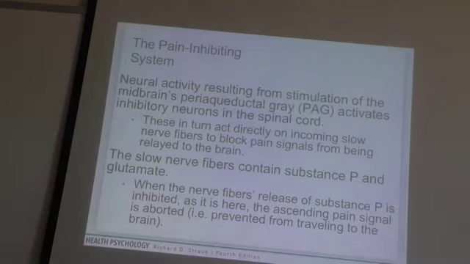The slow nerve fibers contain substance P and glutamate. When the nerve fibers' release of substance P is inhibited, as it is here, the descending pain signal is aborted, prevented from traveling to the brain, and that's what we need to do. We need to block that substance P. Well, there's a natural way to block substance P, or you can take acetaminophen or ibuprofen, and that will block the substance P. But the question is, how long does it take for the acetaminophen or ibuprofen to get into your system?